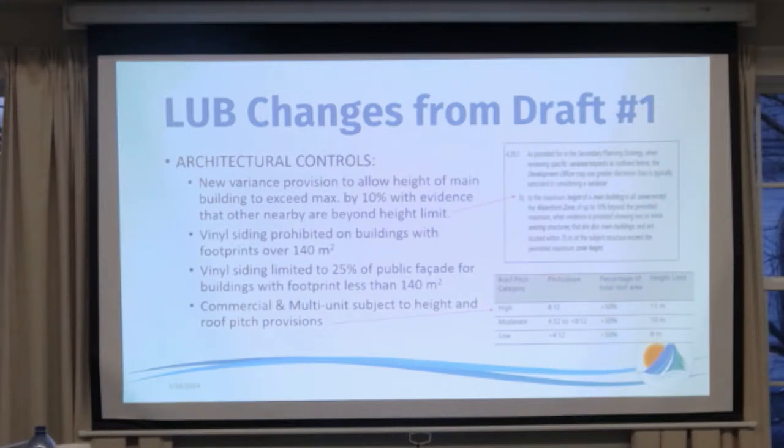And the way this works, and this can be a little counterintuitive the way it's worded here, what it says is 25% of the public facade, which is basically the wall or walls of the building that face the public street, limited to 25% of vinyl. What that means is that the other walls that are not facing the street can be fully clad in vinyl, as it's written today.